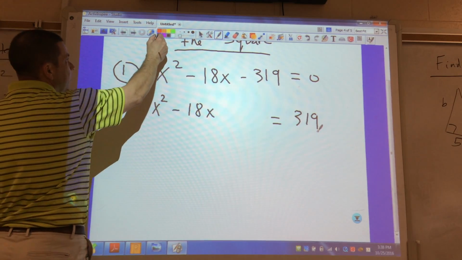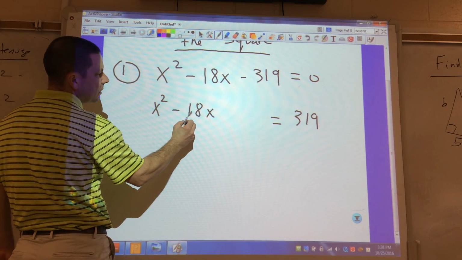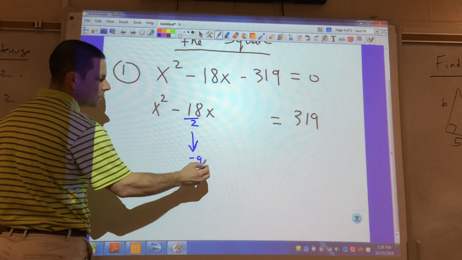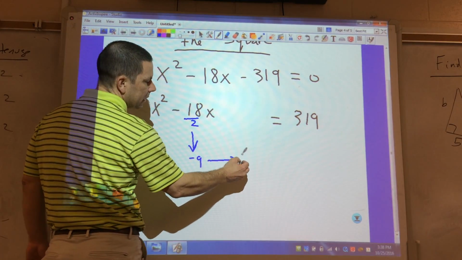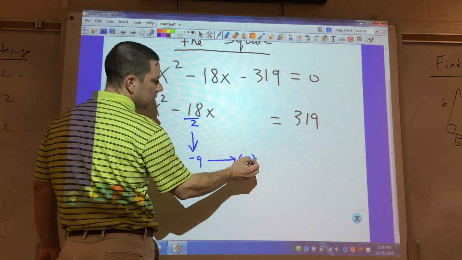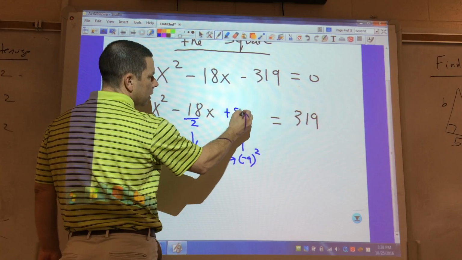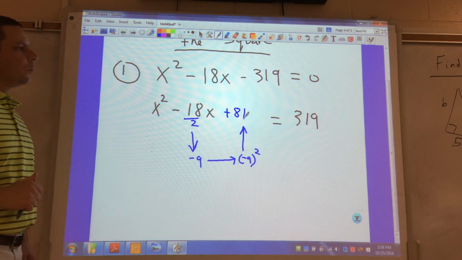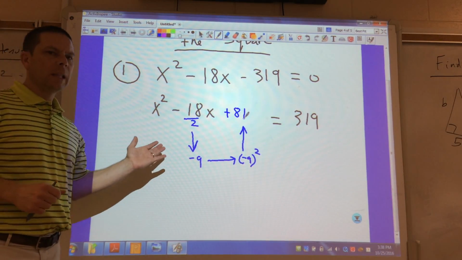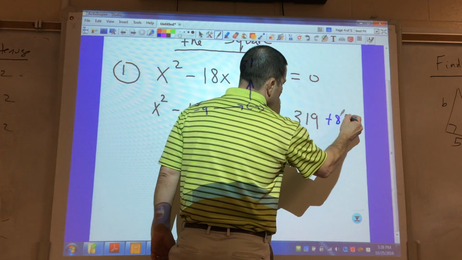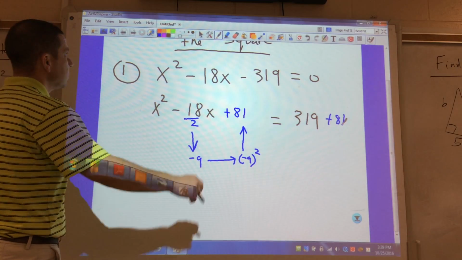Now we complete the square here. We're going to take half of negative 18, which is negative 9. And we take that negative 9 and we will square it. What is negative 9 squared? That is 81. So we have completed the square. We do need to remember, though, if we add 81 to the left side of the equation, we need to add it to the right side of the equation. So we add 81 over here also.